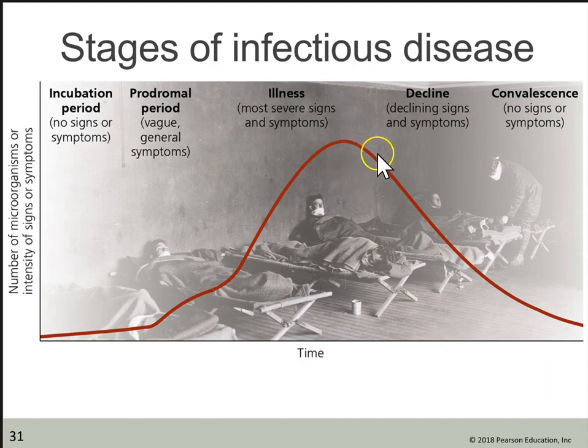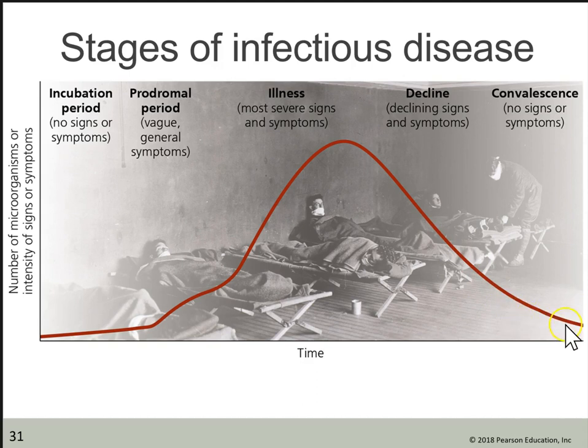And then there's at some point some decline in those signs and symptoms. This is when, in that cold example, you no longer feel quite as congested, your head is starting to clear a little bit, maybe you're coughing less, you're not waking up in the middle of the night coughing. But in this particular case, you still have some signs of the disease. Maybe you're coughing a little bit during the day, but your signs and symptoms have declined. And then there's convalescence, and that's when you have no signs or symptoms.